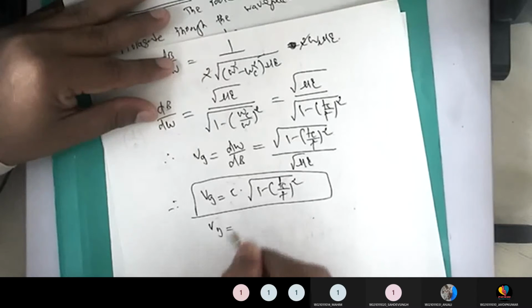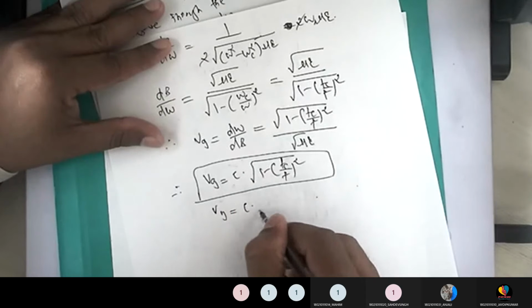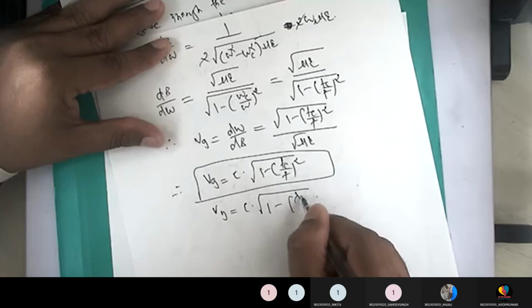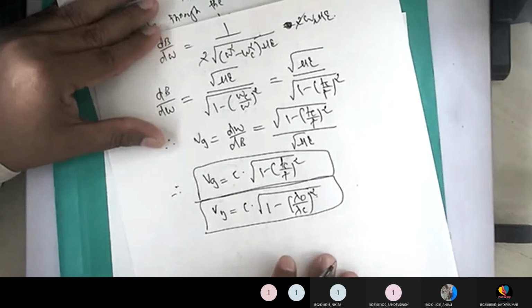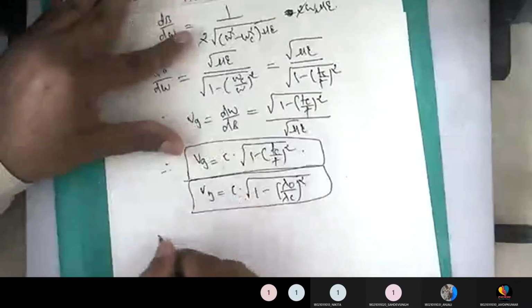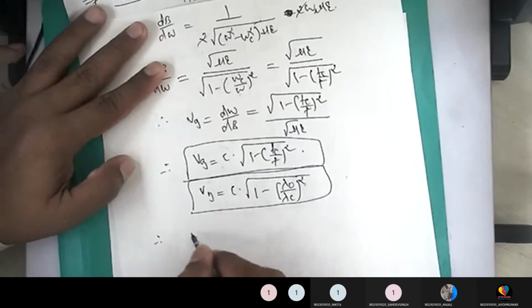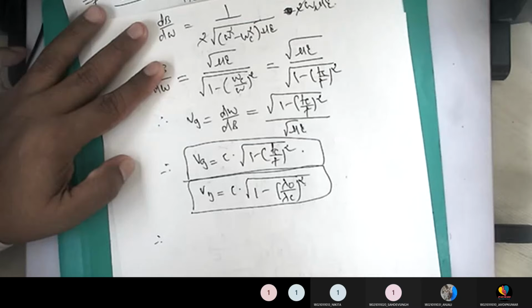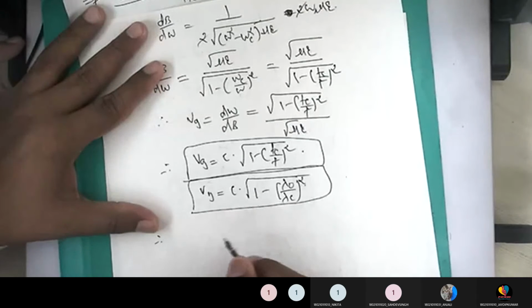In the same way I can write the group velocity expression in terms of the wavelength, and that is equal to c into square root of 1 minus, now it is inverse, lambda 0 by lambda c whole square. So this expression is in terms of lambda, and the other expression is in terms of frequency. You can now see clearly from these two expressions that if you multiply the phase velocity and the group velocity, then you will get your original light velocity.